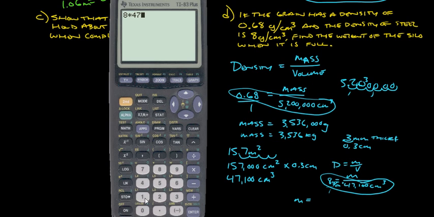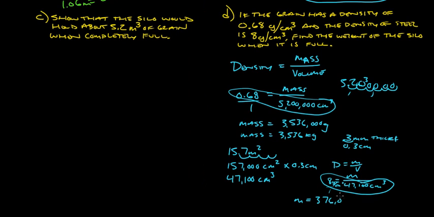8 times 47,100 gives us 376,800. And that is going to be grams, so we move that back over 3 spots to get back to kilograms. So mass is 376.8 kilograms, right? So we have this mass here, and we have this mass here. So this is the grain, this is the silo, so we just got to add those two together.